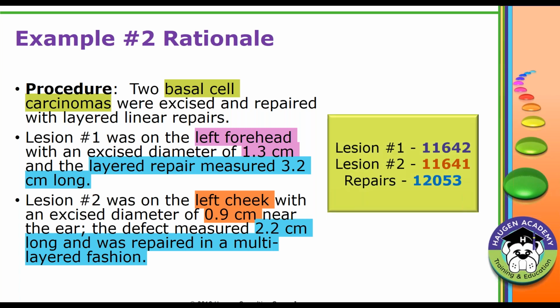So for our coding, for lesion 1, we'll report 11642, and then for lesion 2, 11641. So again, we're going to report both the lesions separately. We won't add them together for the excision. However, for the repair, we actually will add that together, and that will be CPT code 12053. And that's because we have the same type of repair and our body areas fall into the same category there. So we'll add those two repairs together. So hopefully that's making sense to everybody. These examples really help illustrate our coding guidelines here.